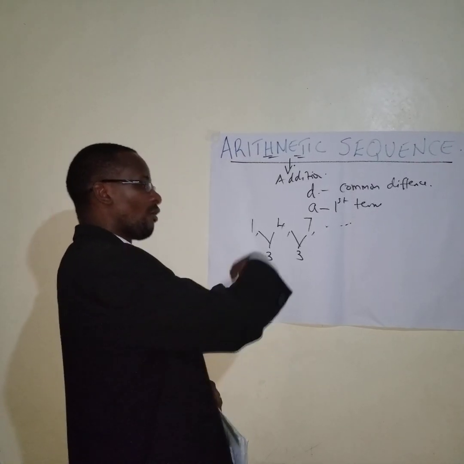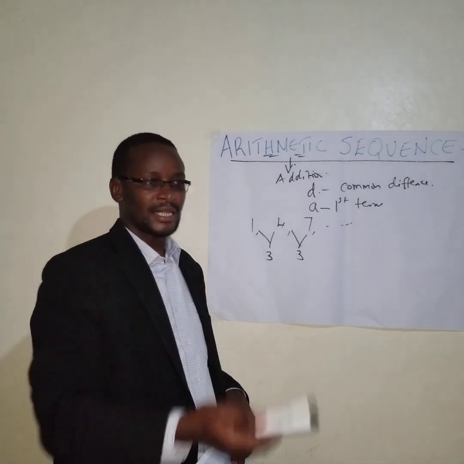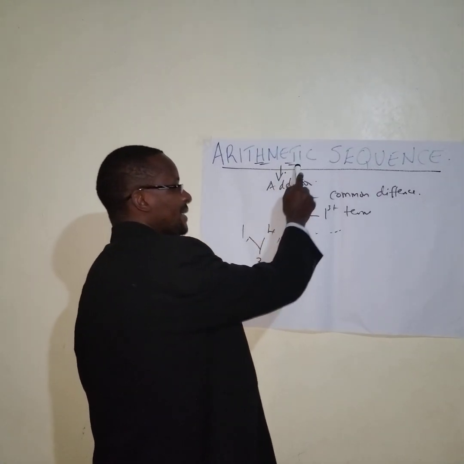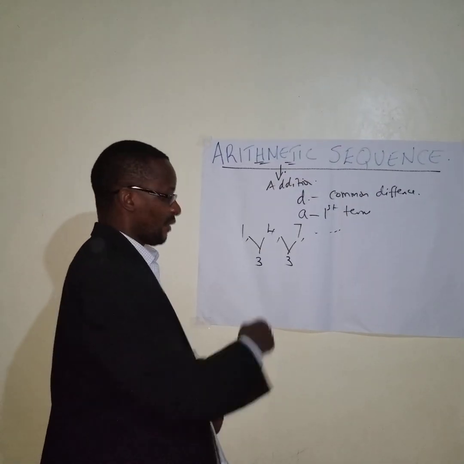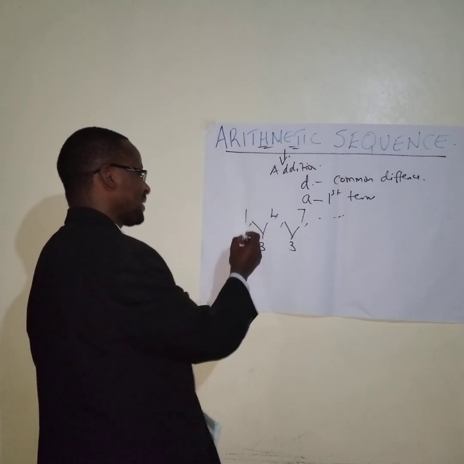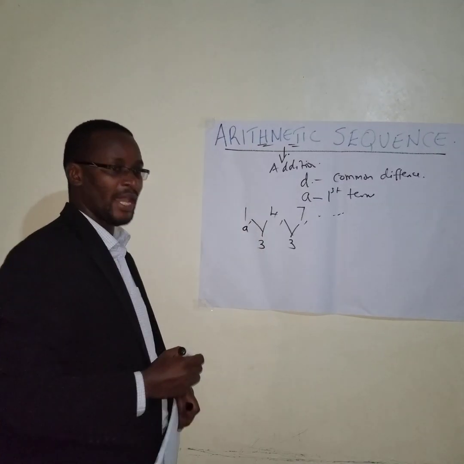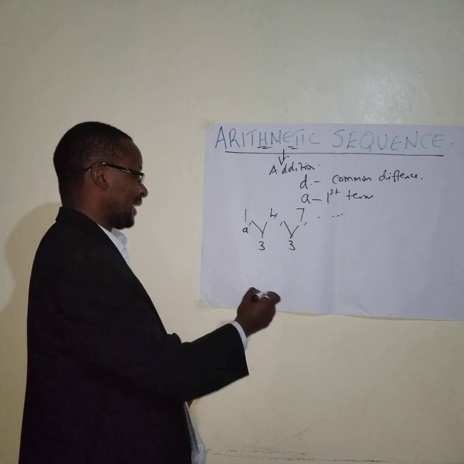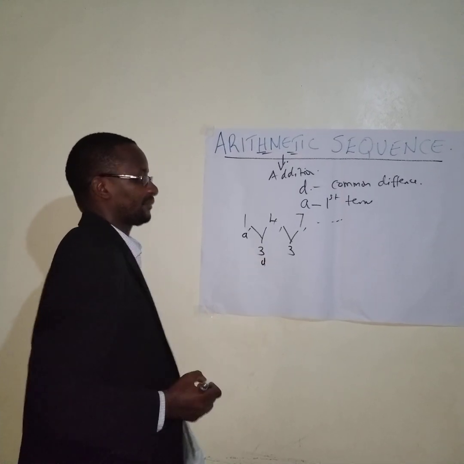Or, to move to the next, you are adding a constant throughout. So such a sequence, when you form that, is known as an arithmetic sequence. The first term here is given the symbol a. And this constant that is differing between one term and the other is called d.